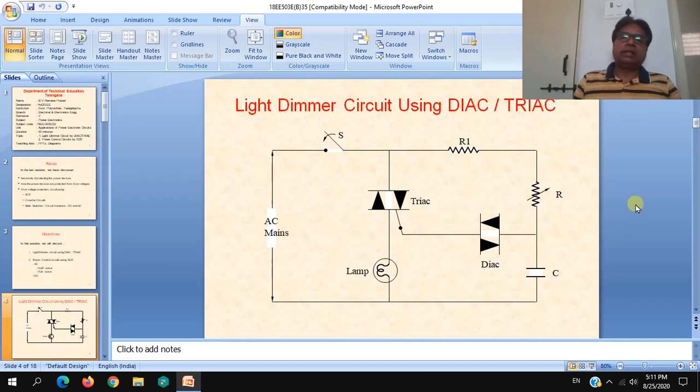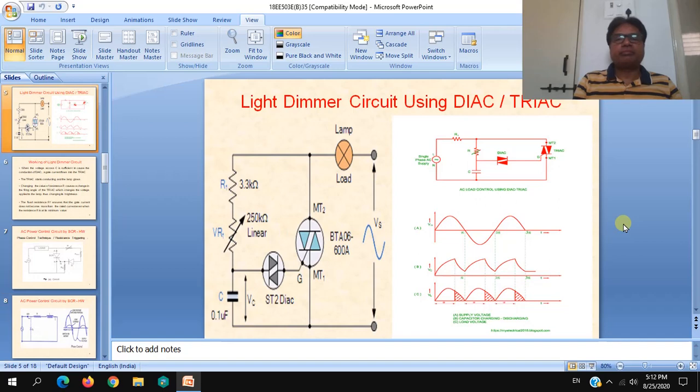That is how this light dimmer circuit operates under both positive and negative half cycles as well, because the triac is a bidirectional device, and the diac is also a bidirectional device, and the capacitor can also get charged in both the directions owing to the AC. So that is how the light dimmer circuit using a diac and triac operates.